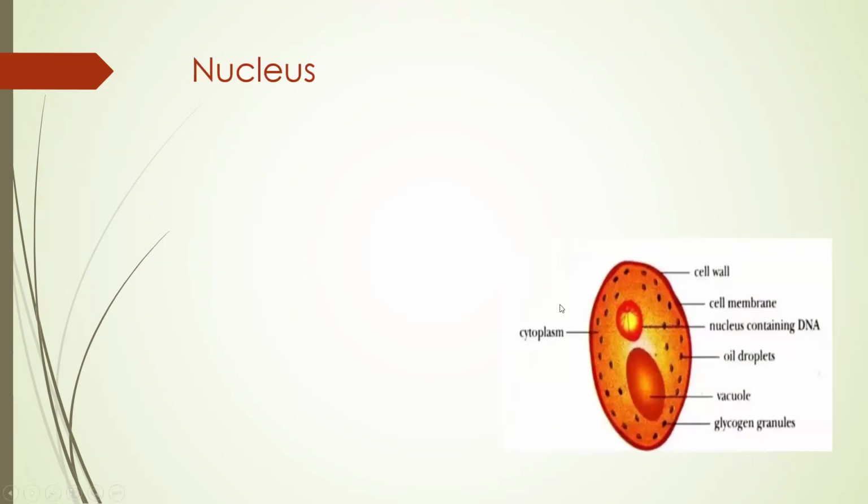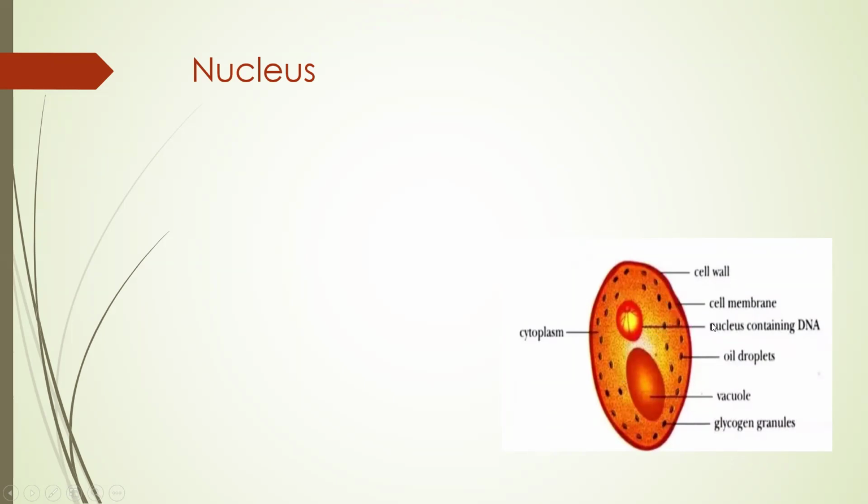Next one, nucleus. Look at here. This is the nucleus. This is the fungi cell nucleus. This is the cell wall. This is the cell membrane. Cell membrane or plasma membrane, both are the same.